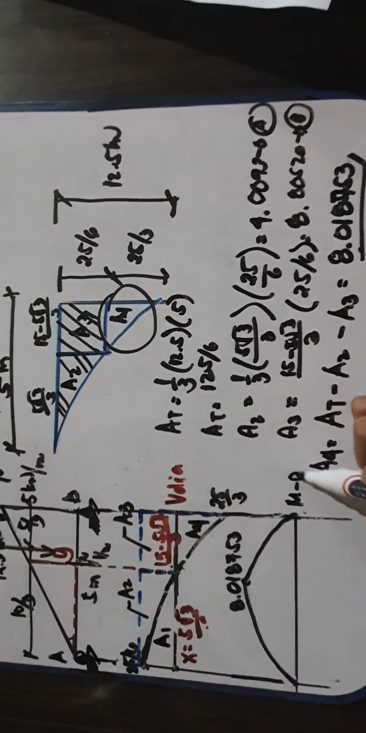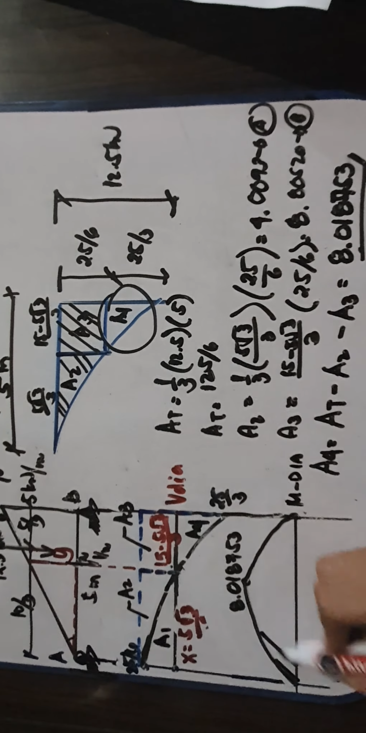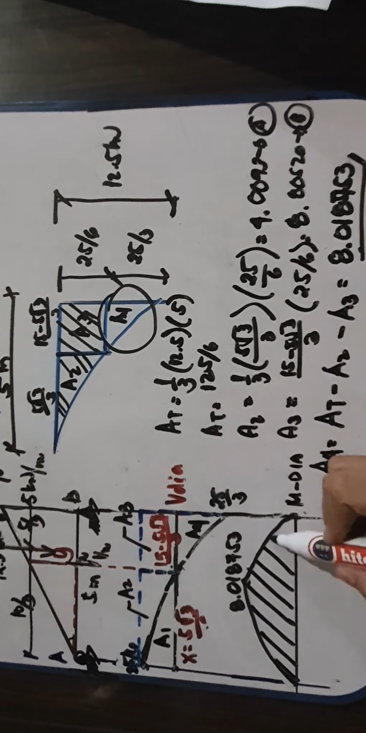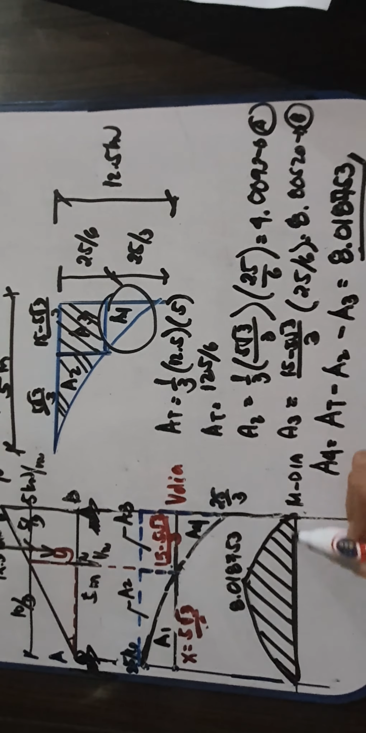So, this is your moment diagram. So, as you can see, 0 shear tayo and 0 moment. So, tama po yung calculations natin for your shear and moment diagram. So, that's it.